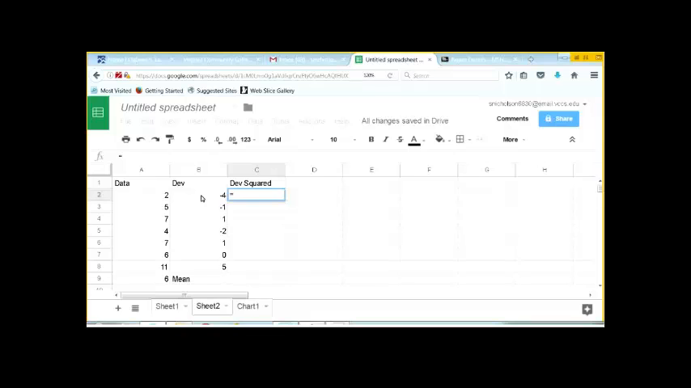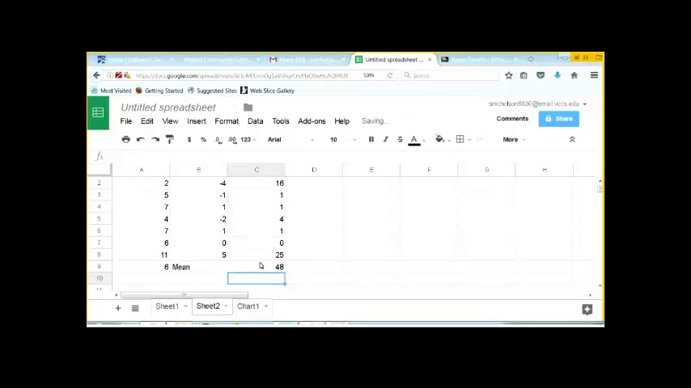And then I would square the deviations. So I'd say equals, I'd click on this cell, I'd use the little hat, and then a 2, that's for squaring it, and I should get 16, which I do. And again, once you've done the formula, you can copy that formula down, and you get all the deviations squared. And then we would add those together. So you put equals sum, which is the adding stuff together. Put a right parenthesis. I get 48, which is exactly what I got before.